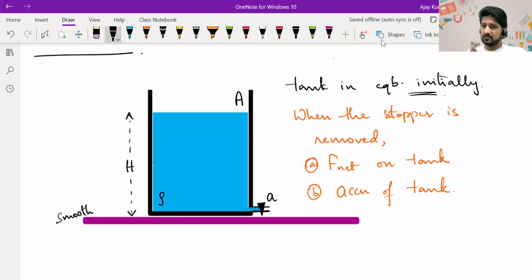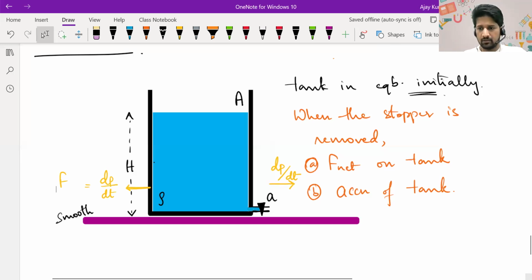Okay. Now we had discussed this before also. If motion of one part of a system affects the motion of another part, in such cases, you will think of applying linear momentum conservation. So basically, just when the stopper is opened, whatever momentum the water carries in this direction, the same amount of momentum the tank will attain in the opposite direction. Therefore, dp by dt of water flowing out will be equal to dp by dt of the tank, which is nothing but the force acting on the tank. That's the idea. Simple. Okay.